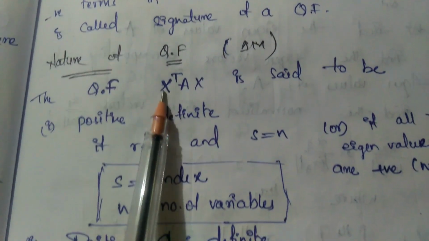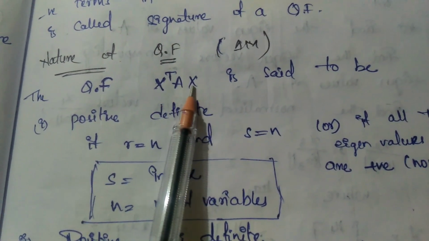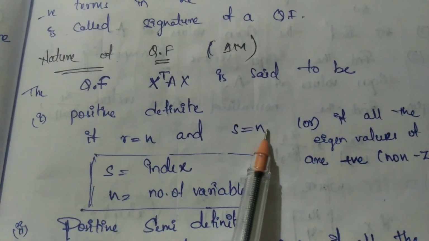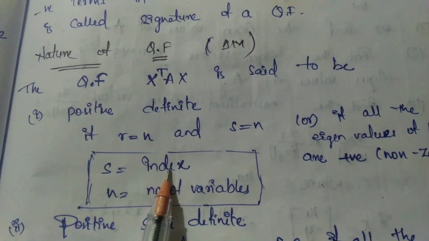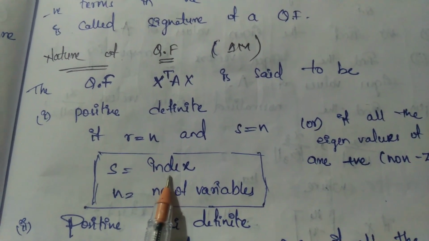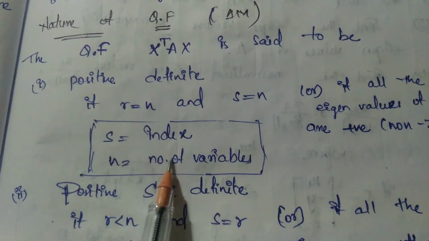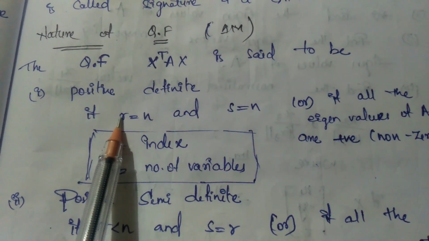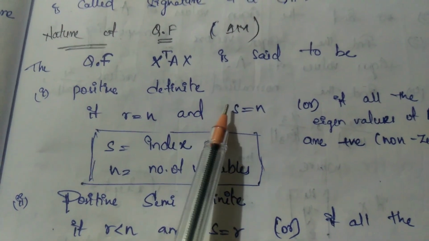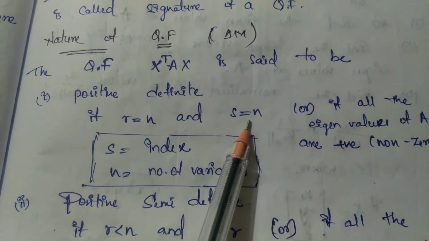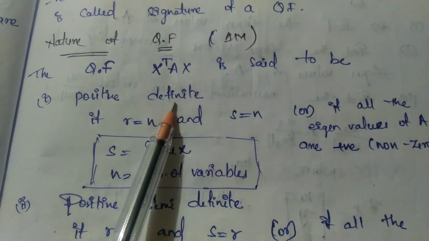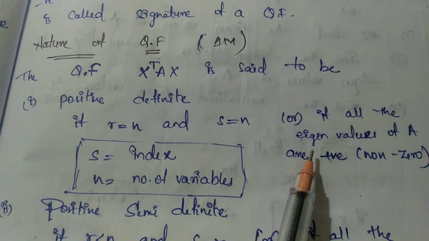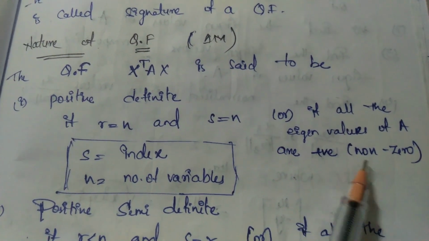The quadratic form x transpose A x is said to be positive definite when r = n and s = n. Here s is the index of the quadratic form, which we discussed is the number of positive terms in the canonical form, n is the number of variables, and r is the rank of the quadratic form. So if rank is equal to the number of variables and index is also equal to the number of variables, then it is positive definite. Positive definite means all the eigenvalues of the matrix A are positive and non-zero.